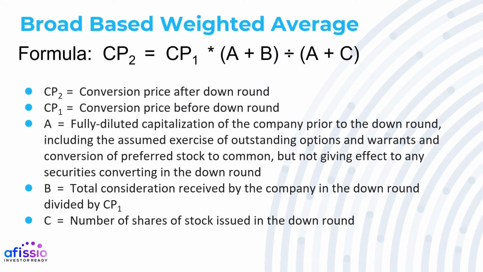Here is what each portion of the calculation represents. To figure the new conversion price, we need the conversion price of the prior round, the fully diluted capitalization number, the total amount to be sold in the new down round, and the total shares sold in the new round. Let's break this down a little bit more.